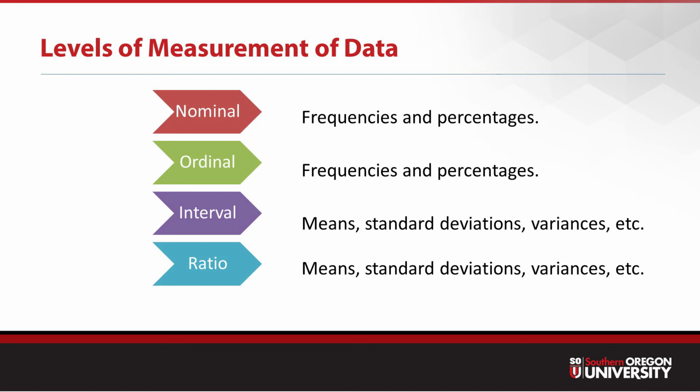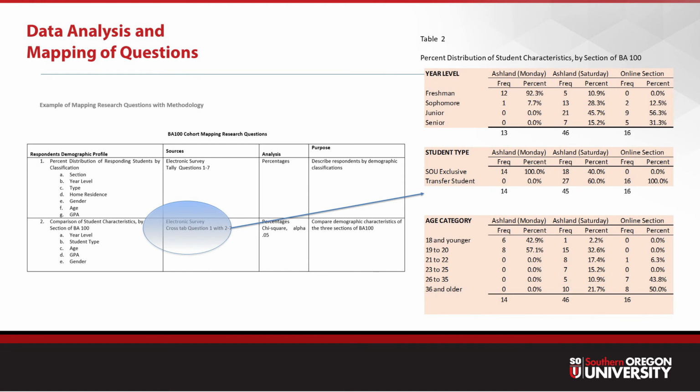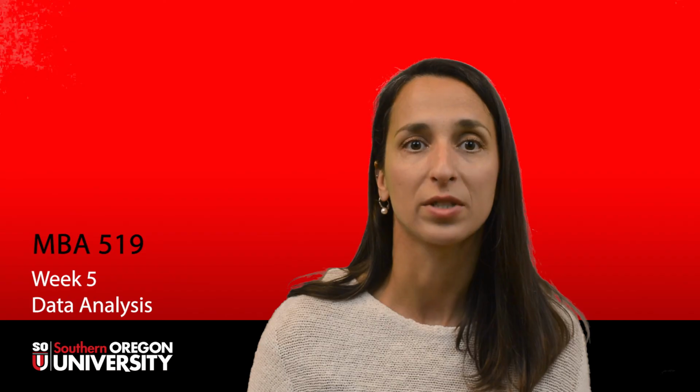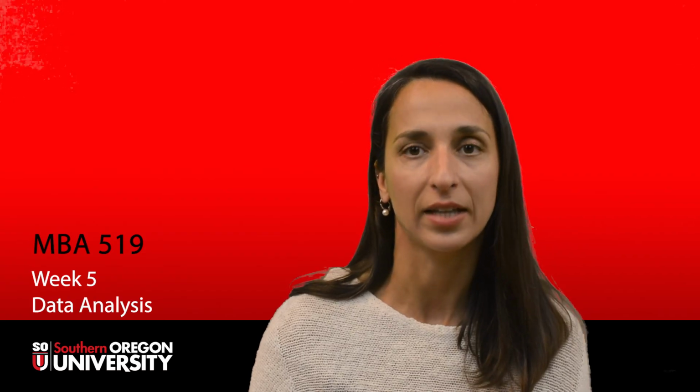For example, for nominal and ordinal variables, frequencies and percentages are the applicable numeric measures. For interval and ratio levels, averages as a measure of central tendency or standard deviations and variances as measures of dispersion can be reported. In a previous module, we learned how to create a mapping of survey questions, research objectives, and data analysis. We use that planning tool to guide us in data analysis.